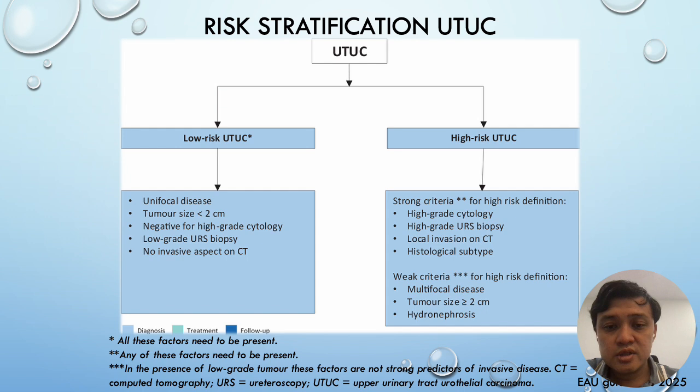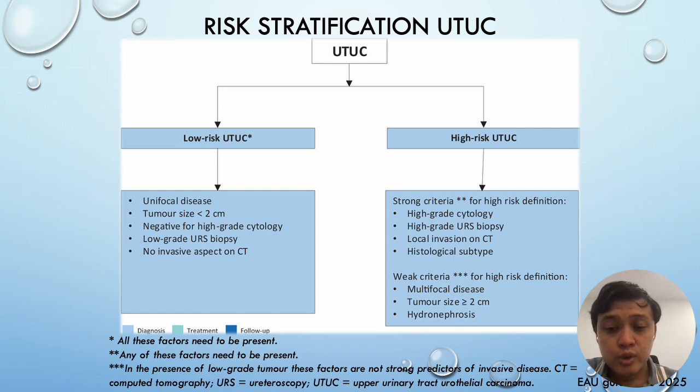So now we talk about risk stratification for non-metastatic UTUC. The most important ones are listed as strong criteria here. High-grade cytology and high-grade ureteroscopy are very important criteria. If you have any one of these, it's already high risk. Same for any presence of local invasion on CT and certain histological subtypes like micropapillary, squamous, or sarcomatous. All these will render them immediately high risk.